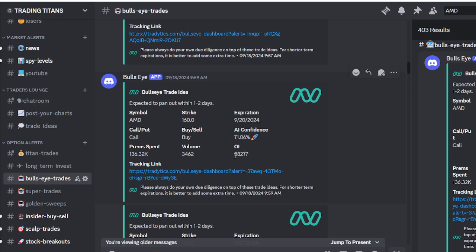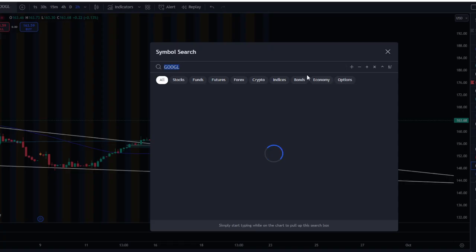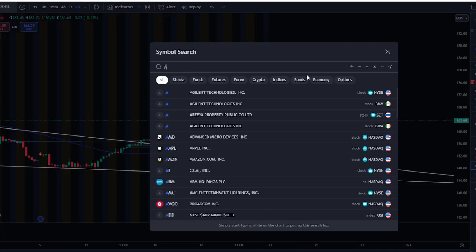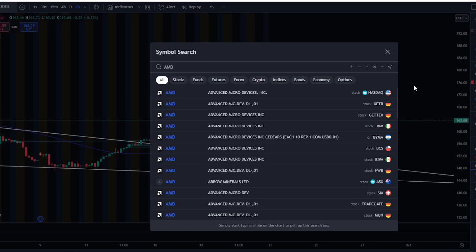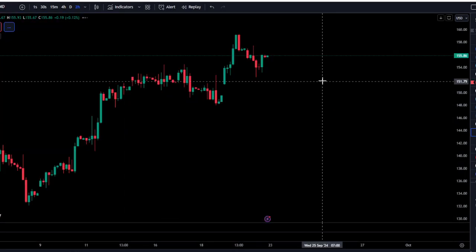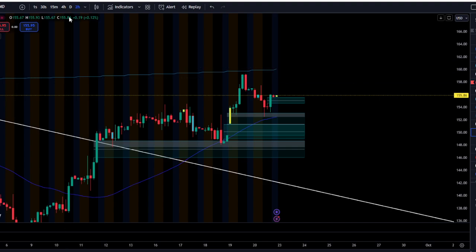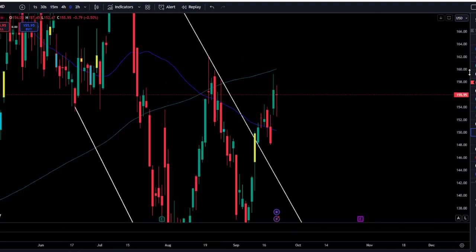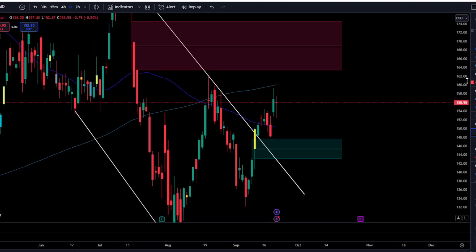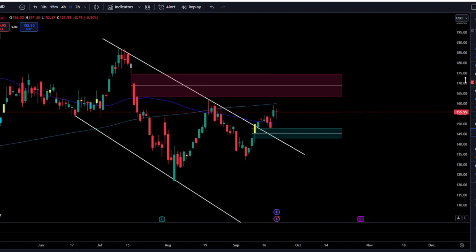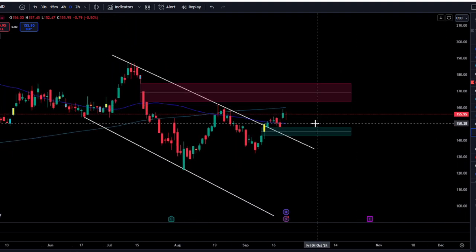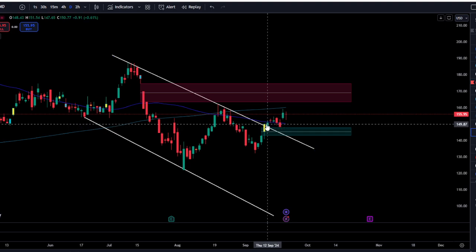And so when it comes to plays like this, if it doesn't follow my rule in regards to 200K or higher, then I'll just look at the charts and see if it is possible for AMD to hit a target like that. So we go to AMD, and we entered the play at around 149, when AMD was like 149, 150. Let's look at the daily time frame. The bot alerted this play, and this is why I took it, despite what the premium was saying. I took it right here at this break.